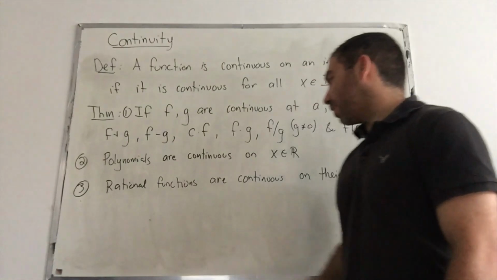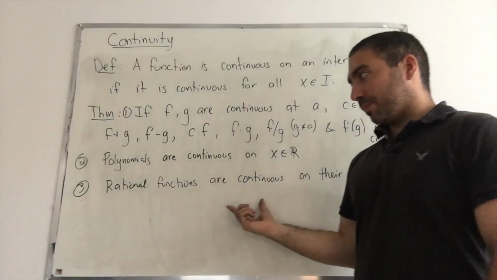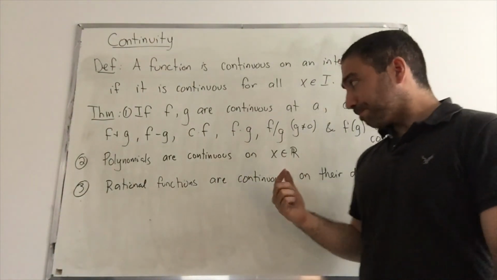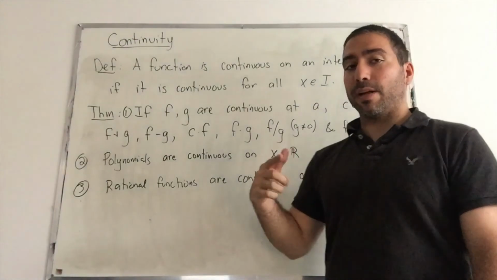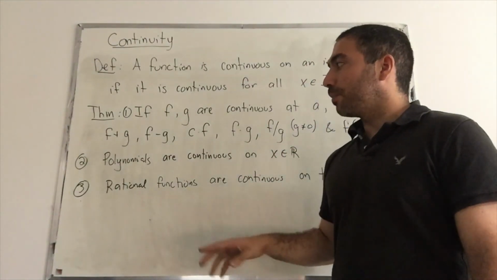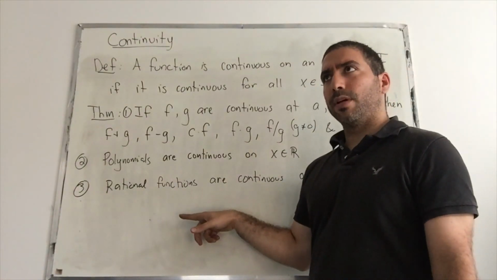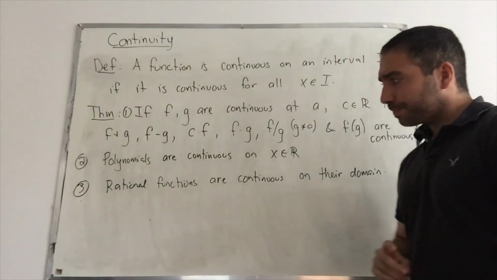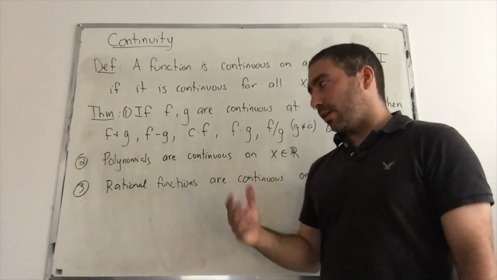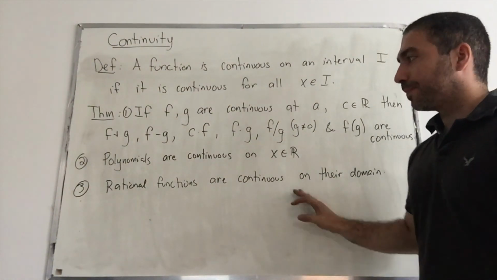And rational functions are continuous on their domain. So as we saw, the key here is it's not on the entire domain. It's not from negative infinity to infinity. It's for all the values except where the discontinuities occur. So in the previous example, we saw it was discontinuous, I believe, at x equals -1 and at +1. So if it's discontinuous at -1 and +1, then it's continuous everywhere else. So that's what this is saying.